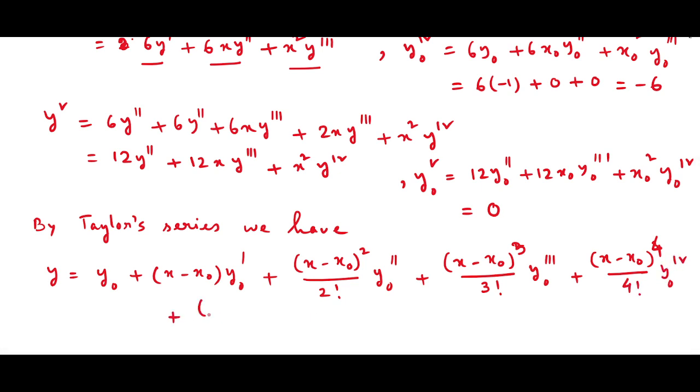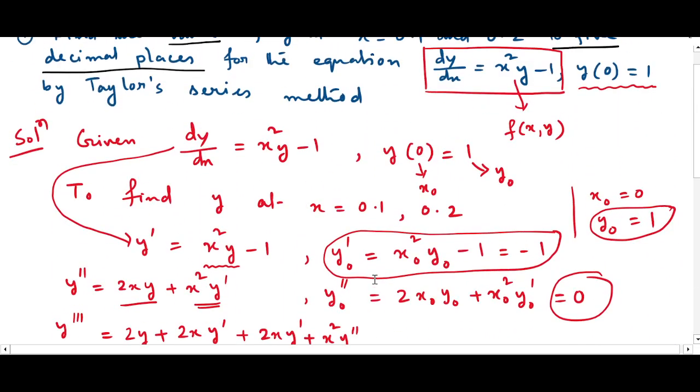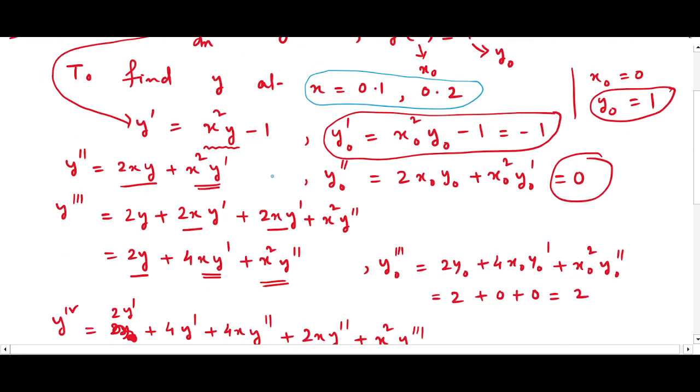Let us write one more because we have taken up to 5th order: (x minus x naught) to the power 5 by 5 factorial y naught 5 plus dot dot dot. Those terms are very, very small. Now what to put? See the question. We have to find the values at x equal to 0.1 and at x equal to 0.2. So let us do one by one.